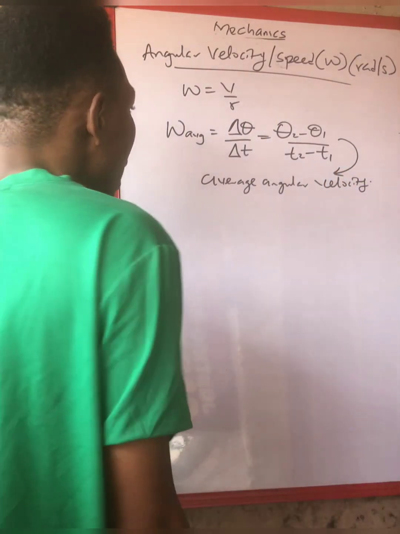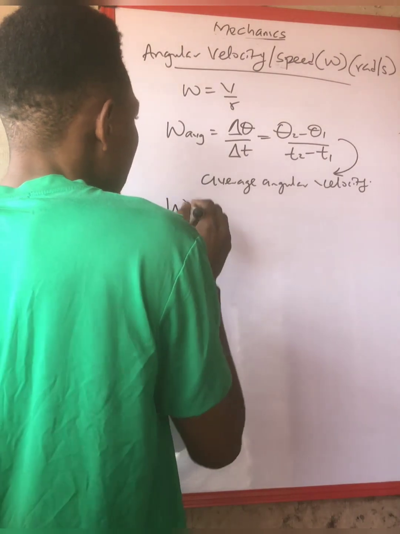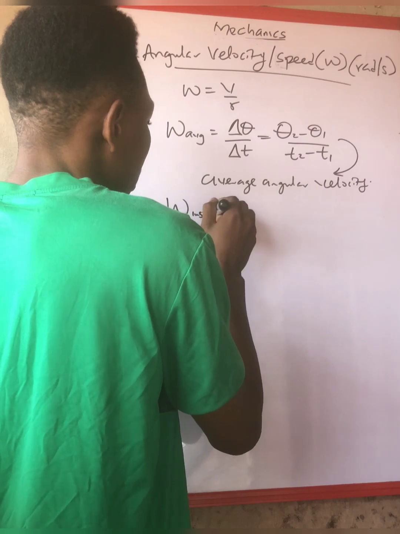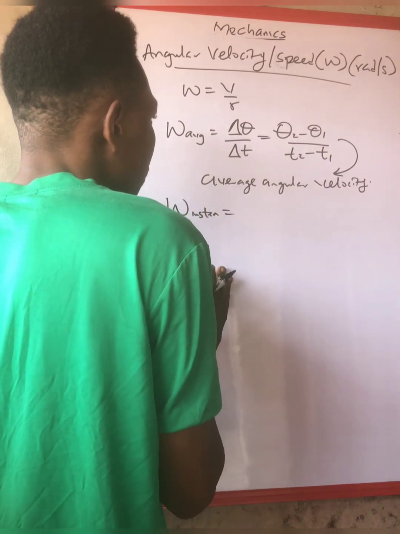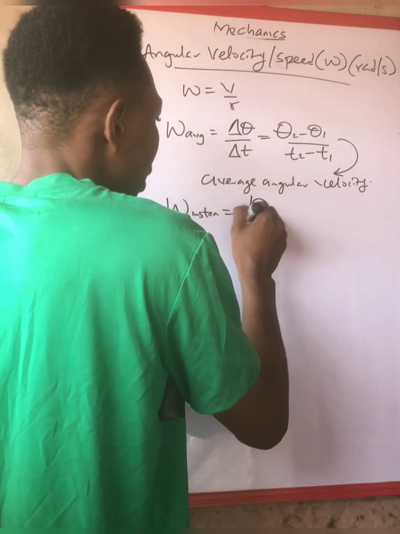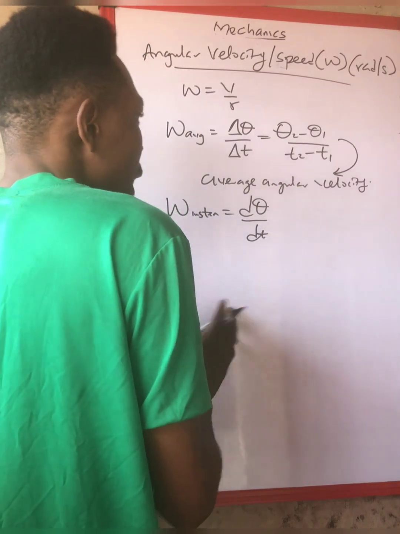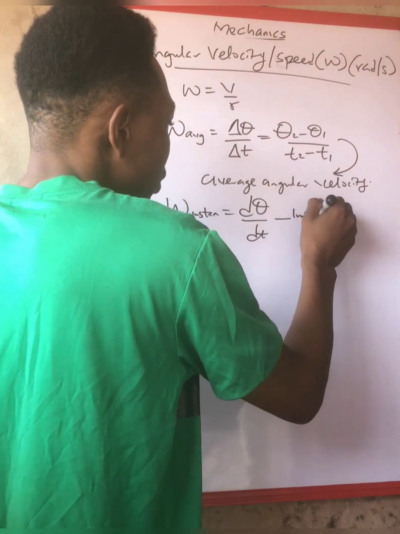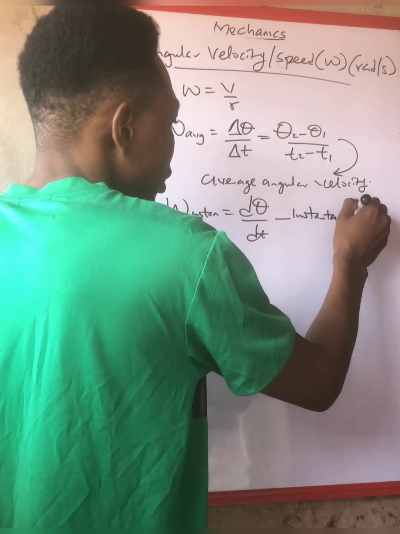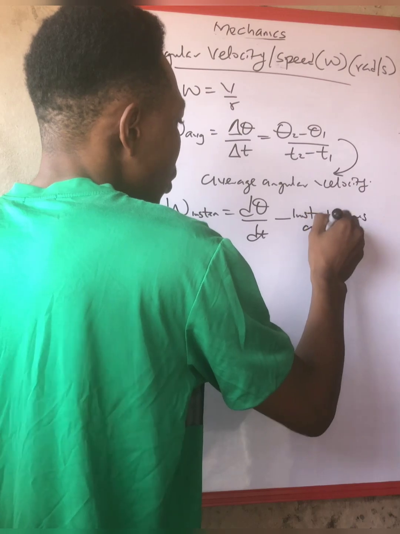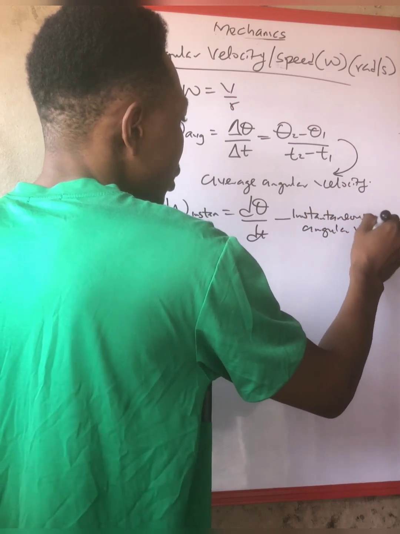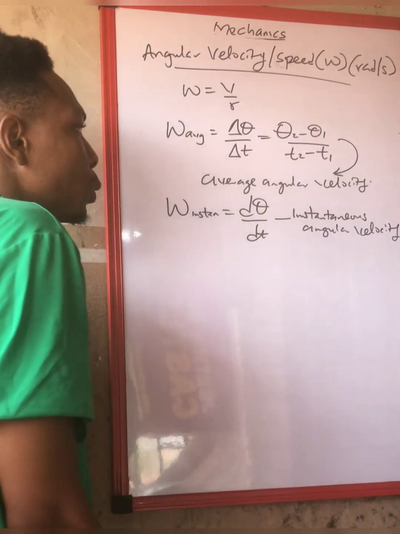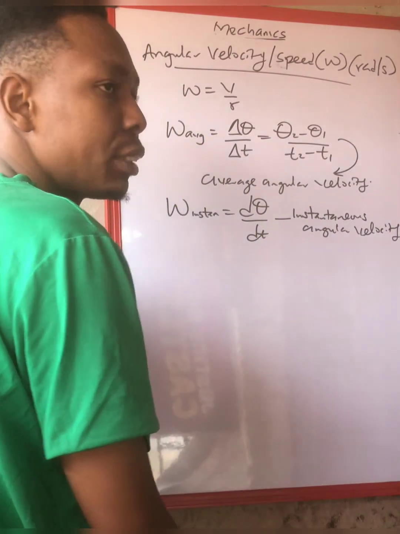So we also have another one, W equals d theta over dt. Now this is quite different from this. This one is known as instantaneous angular velocity. Okay, so you can just take note of this formula.